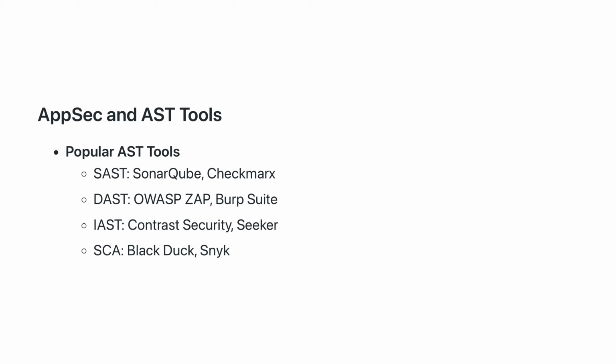These tools test your application in its running state to find vulnerabilities such as SQL injection and cross-site scripting. For interactive application security testing, IAST, Contrast Security and Seeker are popular choices. They combine the strengths of SAST and DAST to identify vulnerabilities in real time as you interact with your application. Lastly, in the category of software composition analysis, SCA, tools like Black Duck and Snyk are invaluable. They help you identify and mitigate risks associated with third-party libraries and dependencies. These tools play a crucial role in building secure applications by identifying potential security issues throughout the development lifecycle.